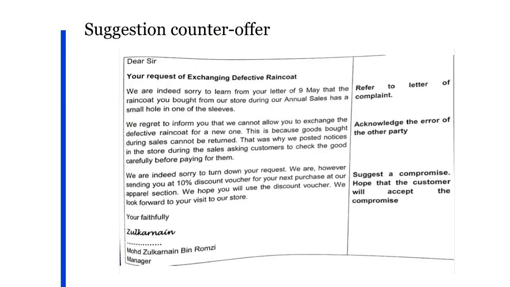Okay, and then suggestion counter offer. Your request to exchange a defective raincoat. Ni counter offer tau. Macam mana cara you want to counter offer the situation. We are indeed sorry to learn from your letter of 9 May that the raincoat you bought from our store during our anniversary has a small hole in one of the sleeves. Maksudnya macam mana cara dia nak menyelesaikan masalah. Dia dah order banyak, contoh kan dia dah order banyak, jadi dia nak complain.